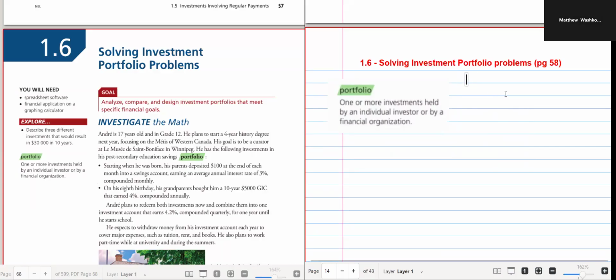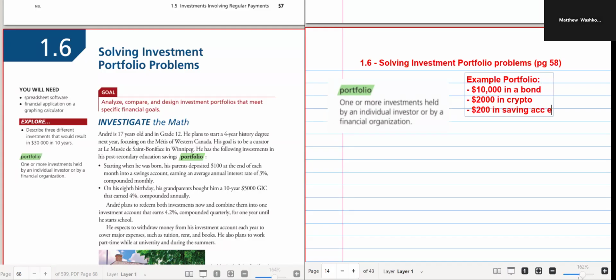For example, an example portfolio, maybe I have $10,000 invested in a bond. Maybe I have $2,000 in crypto. Maybe I put $200 in a savings account every 2 weeks. And so on and so forth, right? It's a collection of investments that you might have. These are just examples here, okay? So that's kind of where we are at here.